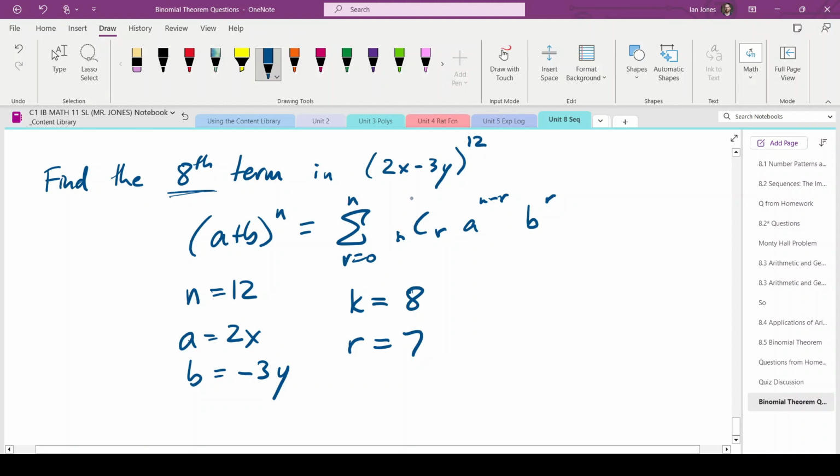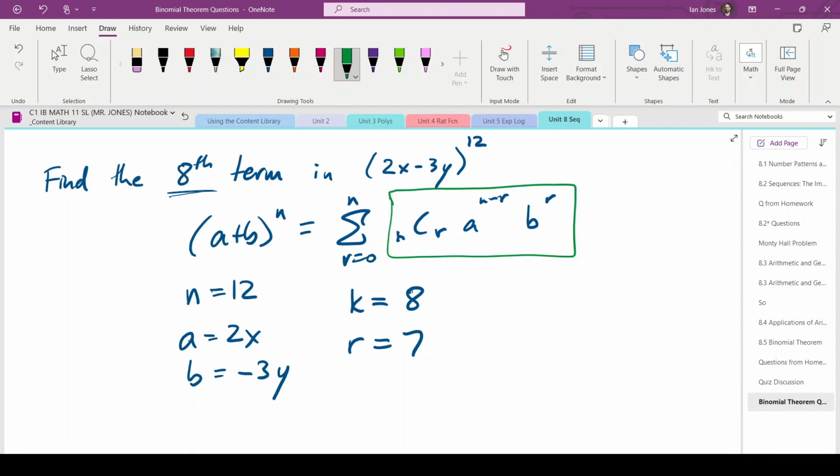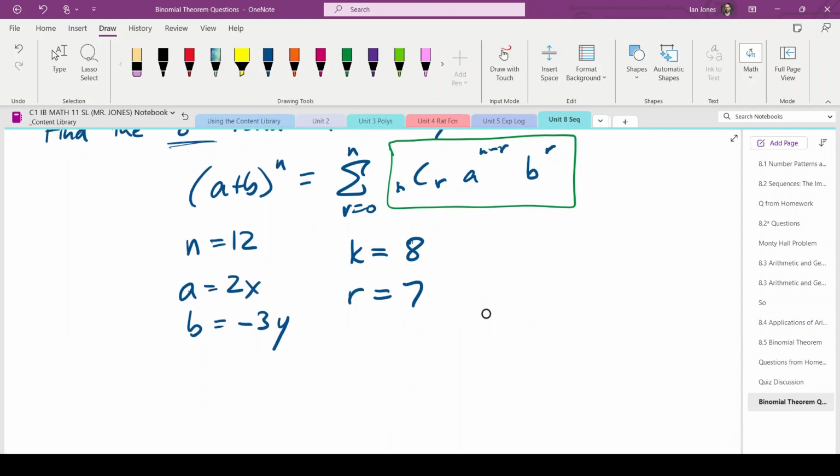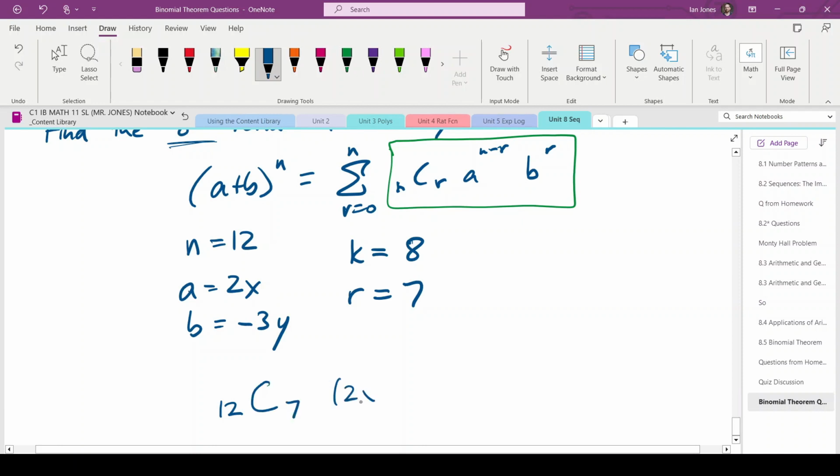Not into this formula, but into this part of the formula with the constants that I have. So basically, I'm now looking at 12 choose 7, (2x) to the 12 minus 7, (negative 3y) to the 7. That's it.